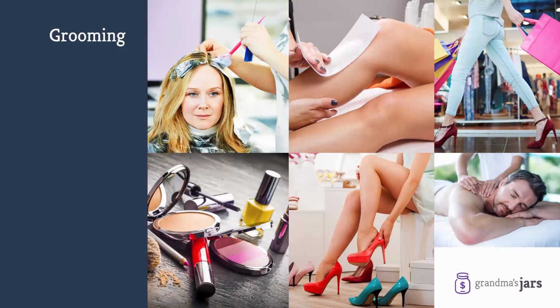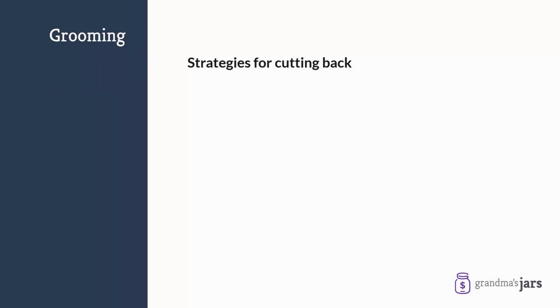Now, the next area of overexpenditure that is huge in our culture is grooming. We spend so much more on clothes, shoes, cosmetics and hair than we need to. If your budget is in a deficit situation, then this is often a great place to start when looking to cut back. Here are some strategies I often discuss with my clients.